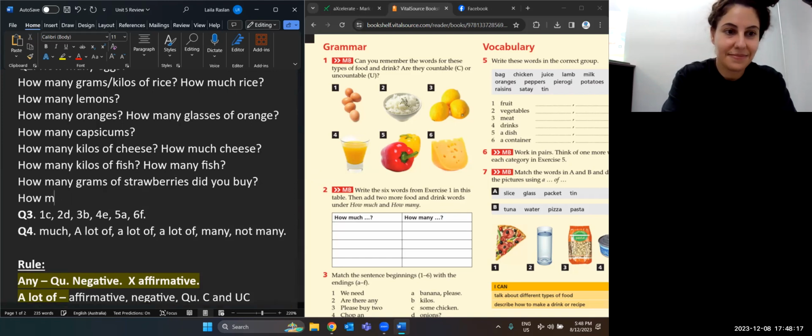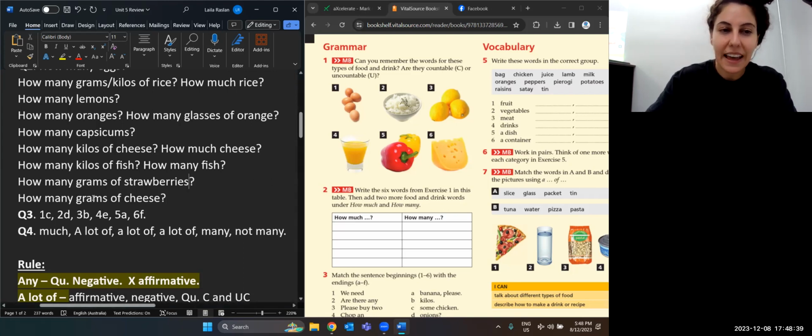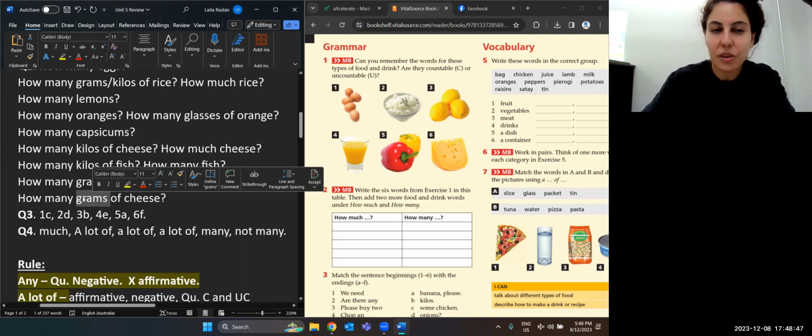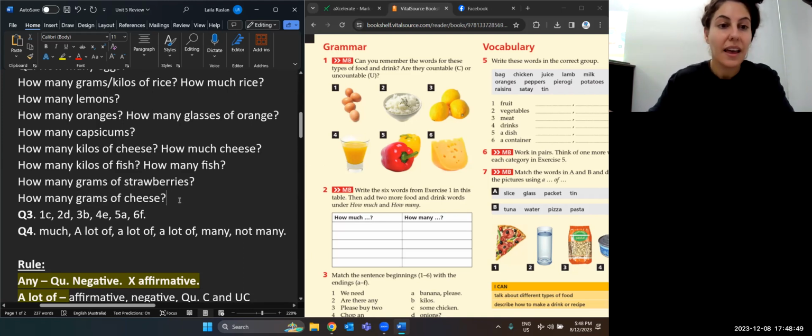How many packets of cheese? Cheese really comes in grams or kilos. Yes. How many grams of cheese did you buy? Because again, how do we buy it? It's usually you see on it says how many grams, 600 grams. So it's more how many grams of cheese did you buy, or how many grams of cheese do you want?